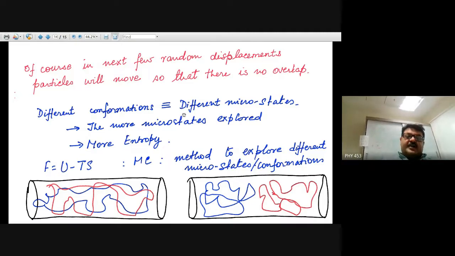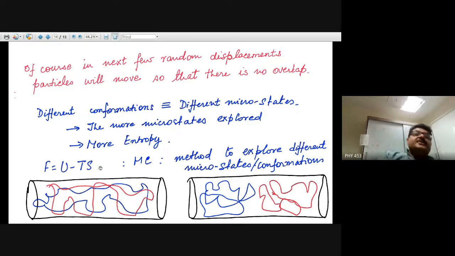As I have already said, different conformations correspond to different microstates, and the more microstates are being explored, there is more entropic effect. So basically, in the canonical ensemble, if you have been taught the canonical ensemble, F equals U minus TS. U is the potential energy, and if there is more temperature, then more and more microstates will be accessed. So free energy can decrease by minimization of U, or by accessing more microstates. And since it comes with a negative sign, you can also have free energy minimization under a different condition, so that a larger number of microstates are accessed.